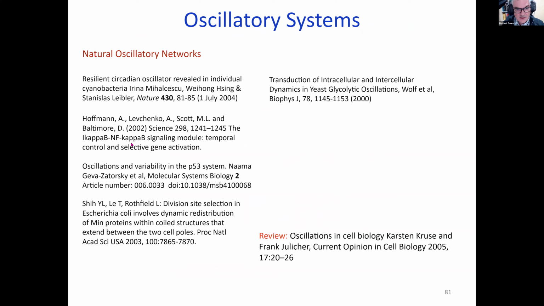And there are lots of natural oscillators as well. I've got some papers here if you're interested to look at. One of the famous ones is the NF-kappaB oscillator. I think it was the first oscillation detected in a signaling network. There are quite a few oscillators in metabolism, in yeast metabolism especially. Nobody knows if those are useful to the organism or not, but you can make them happen.